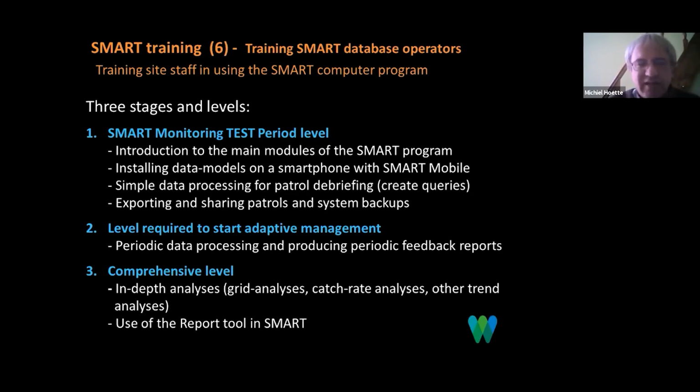The next level is to prepare the data operators for producing periodic patrol reports. Obviously, they'll need more skills for that. And then eventually they should reach a level where they can do more complicated in-depth analysis, and maybe even, although that is quite difficult, use the reporting tool in SMART.